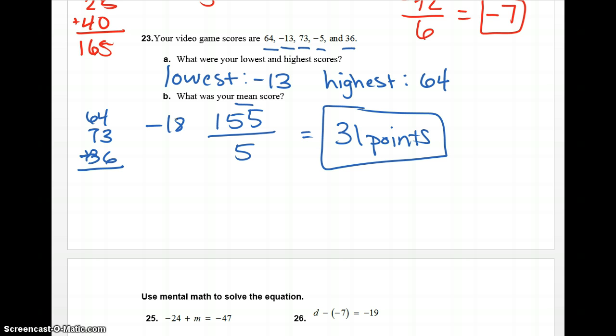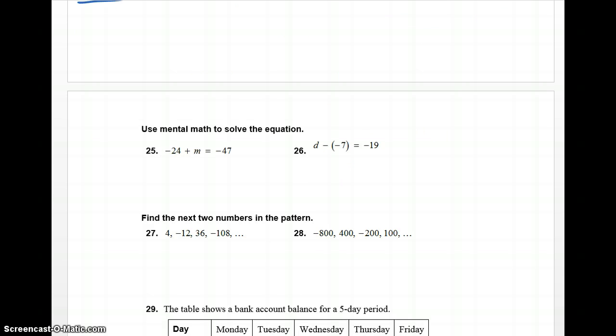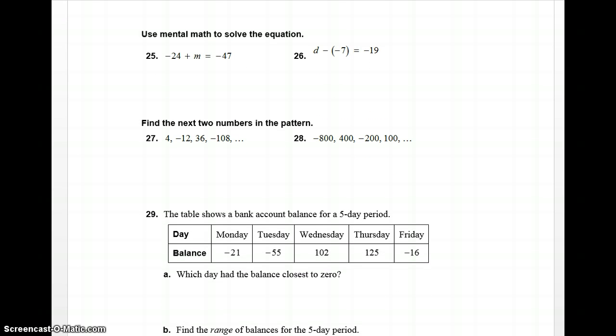Now 25 and 26, we've seen a few problems like this before. It's using mental math, so there's really no work to be shown here. This is showing me how you understand those integer rules, if you're really grasping those ideas. So I have a negative 24 plus m equals negative 47. So I'm adding something to negative 24 to get a larger negative number. So hopefully when I look at that, you know automatically m needs to be a negative number. Since all the signs are going to be negative, 24 plus what is going to equal 47 is what I'm thinking in my head. And I know that will be a negative 23.